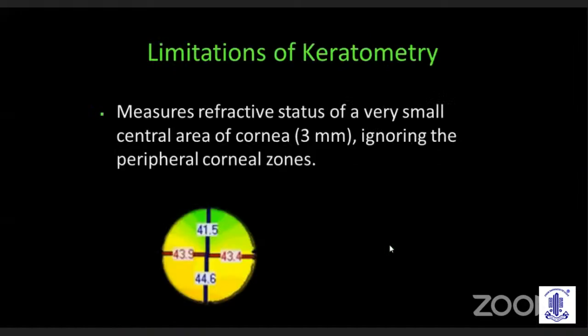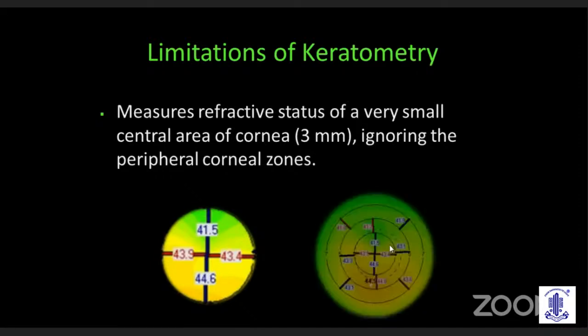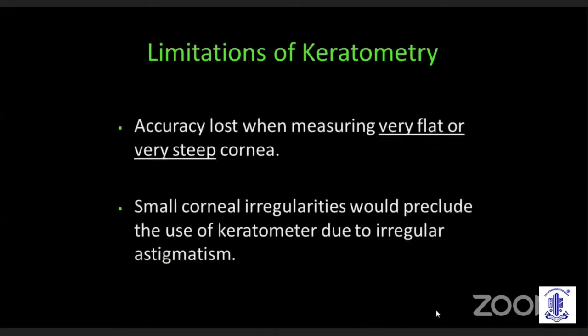Limitations of keratometry: we know that it measures the refractive status of a very small area of the cornea, just the central 3 millimeters. It ignores the peripheral corneal zone, so even a keratoconus could be missed here, if it is slightly paracentral. The accuracy is lost when you are measuring a very flat or a very steep cornea, which holds good for our post-refractive surgery patients. Small corneal irregularities would preclude the use of a keratometer because of the induced irregular astigmatism.